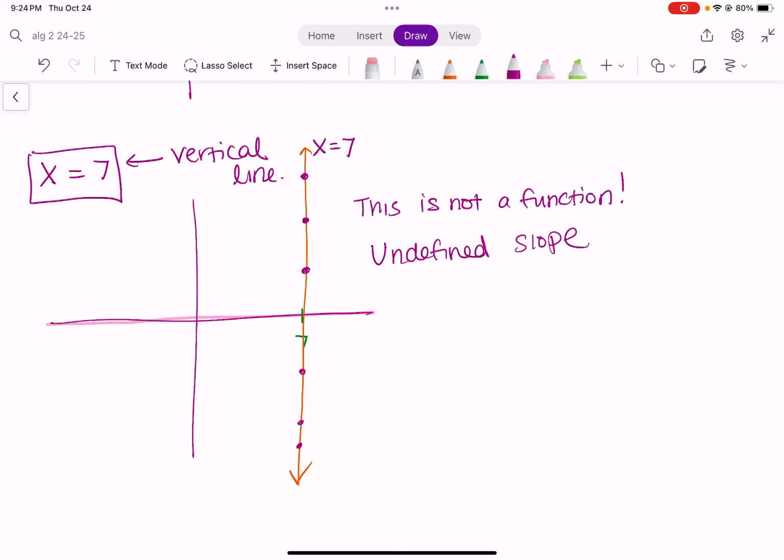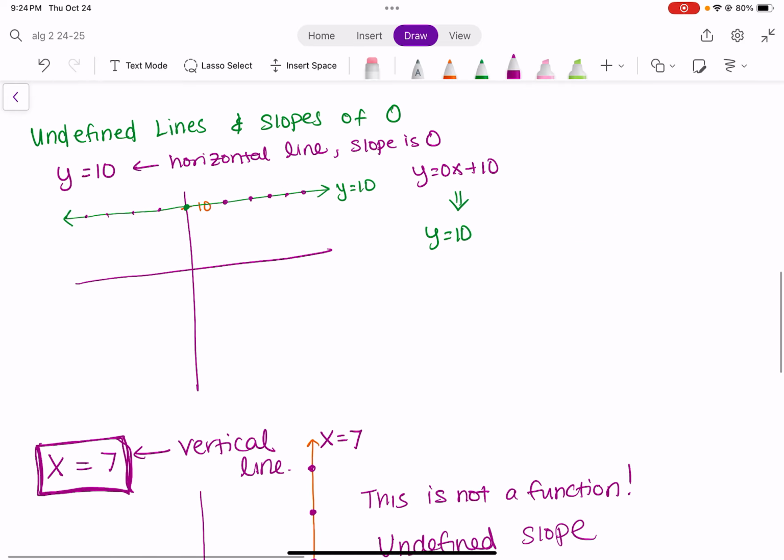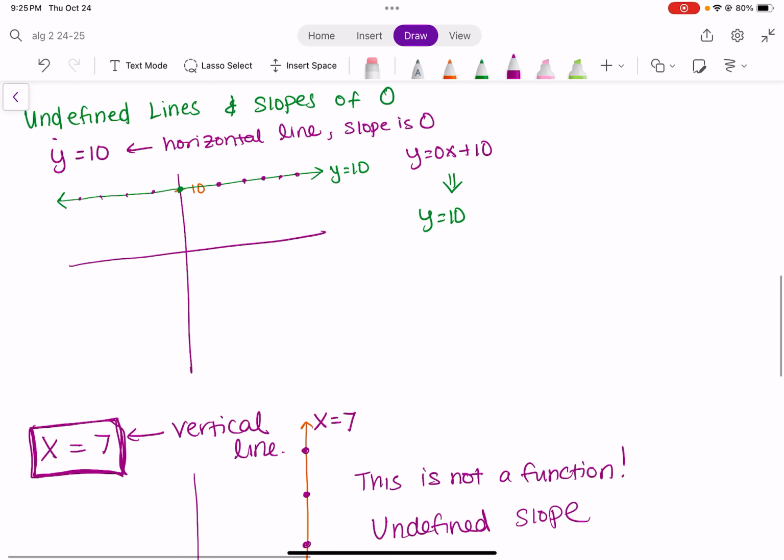Okay, so at this point, you should be able to try all the extensions. Remember, undefined slopes means it's a vertical line, and it's always going to be x equals something, whatever the x value is, versus horizontal lines, which are always y equals something. Let us know if you have any questions.